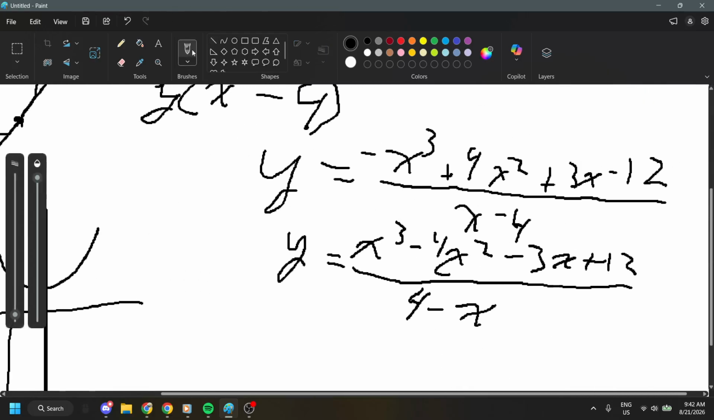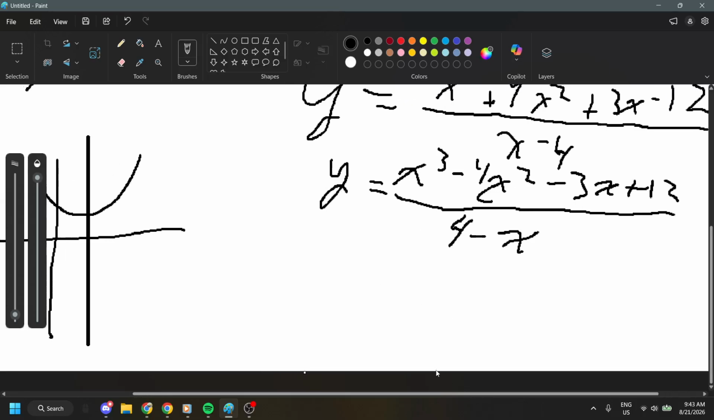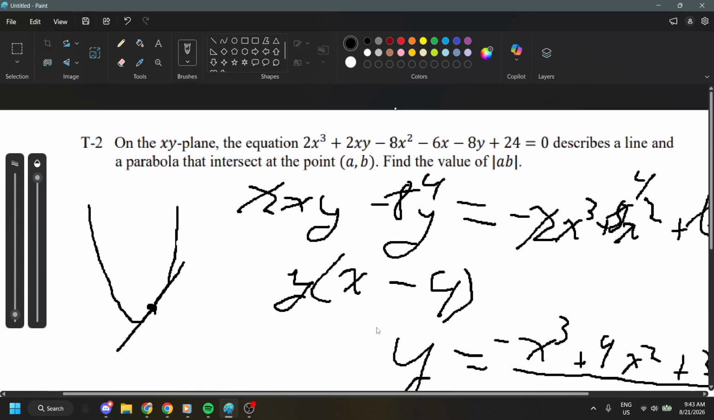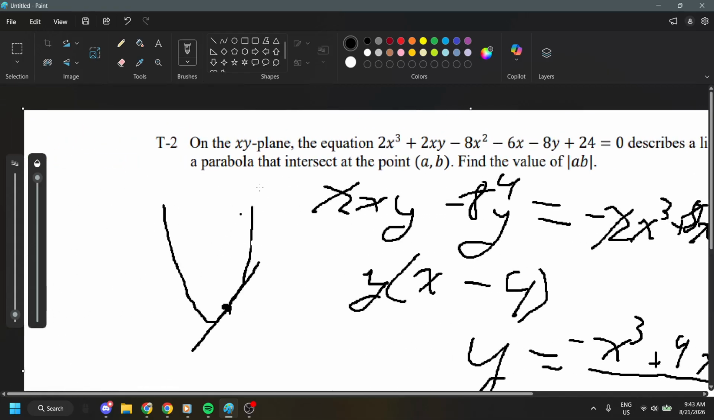So maybe, yeah, I'm gonna try to plug in 4 here. I get 4 to the 4 is 64, minus 64, minus 12 plus 12. Oh, we get 0. And on the bottom, from the 4, we get 0, so it's 0 over 0. So that would be a vertical discontinuity. What if I put in 4 for x here?